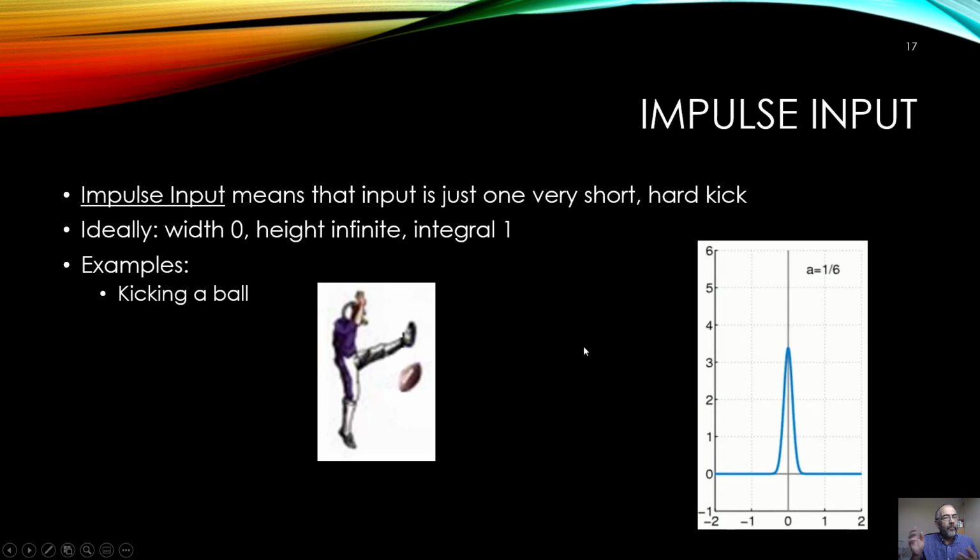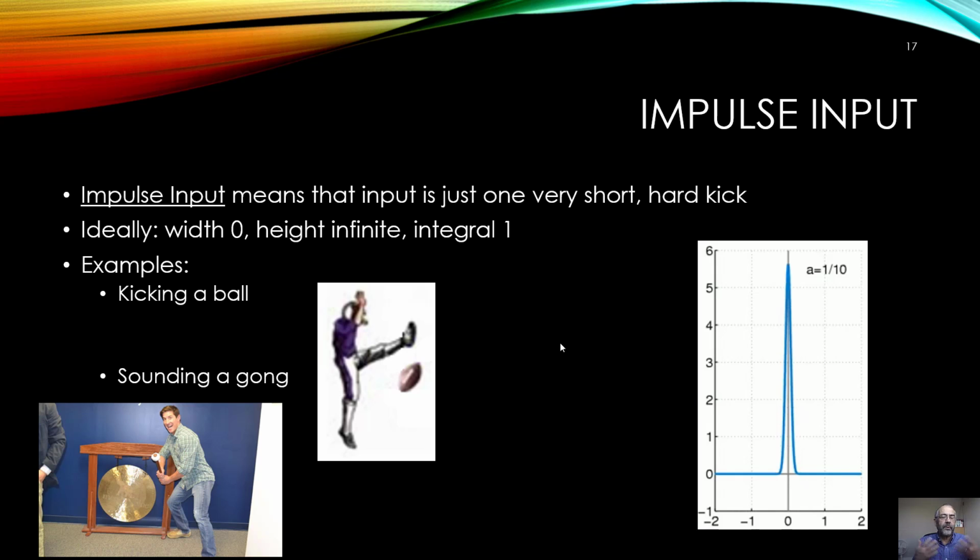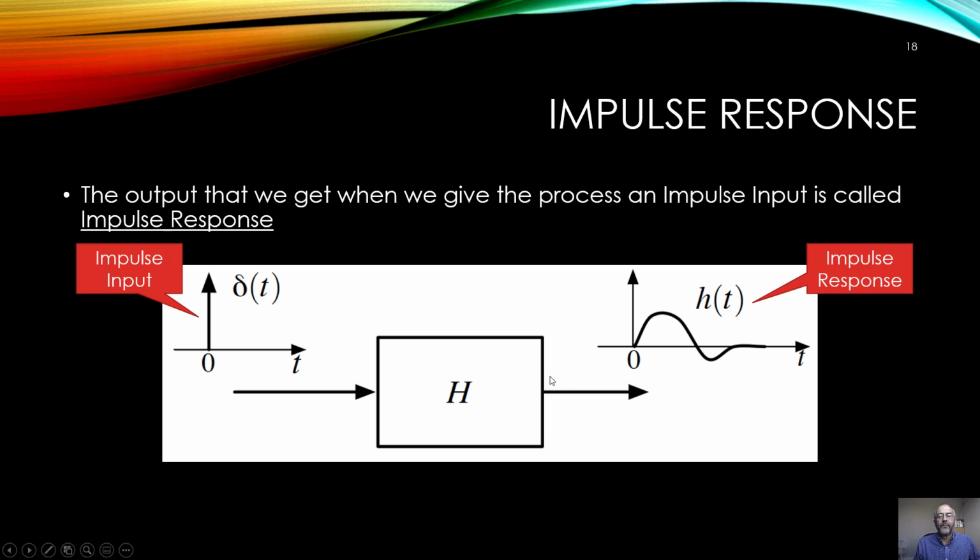Practical examples: when you kick a ball when playing football, the ball is lying on the floor, you give it a hard kick with your foot, well, then you are actually applying an impulse input to that ball. And as a reaction to that, the ball will start moving. Or sounding a gong. Initially that gong is silent, no noise coming out of it. And then at a certain moment you give it a very short but very powerful kick with that stick. And then the gong will sound. So then you also give an impulse input to that gong.